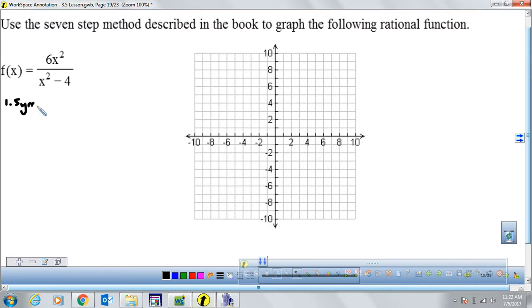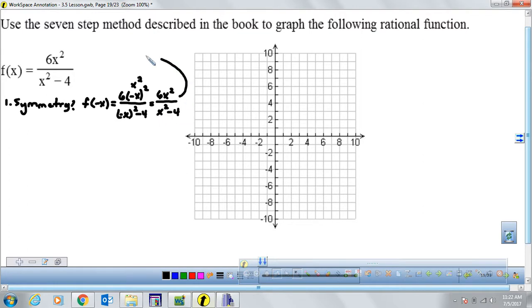Now, to determine if this function has any type of symmetry, we need to do f of negative x, meaning that I need to replace every x with a negative x right here. So it's going to give us 6 times negative x squared, over negative x squared, minus 4. Now if I square that negative x, that's going to become positive x squared times 6. It's just going to become a positive 6x squared. On the bottom, negative x squared, if I square it, that's going to become positive x squared minus 4.